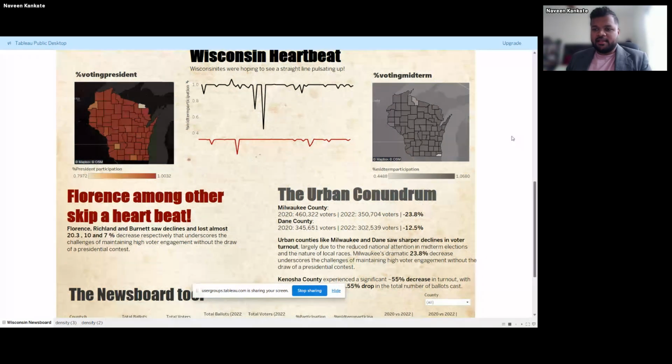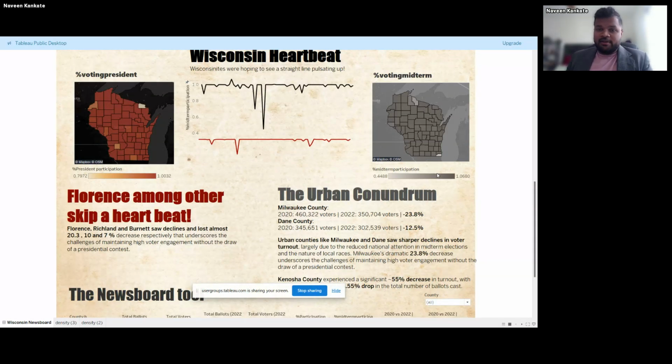And if you look at the data, there is a decline of more than 23% in just Milwaukee itself, where we are sitting right now and where I'm calling in from. So urban counties like Milwaukee and Dane saw a sharper decline in their data.